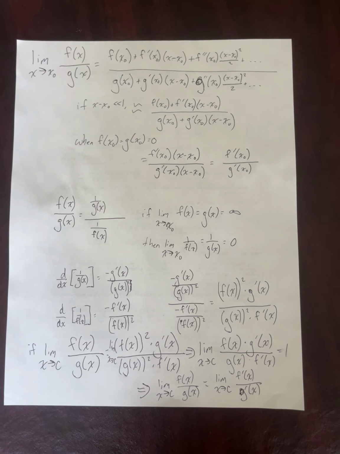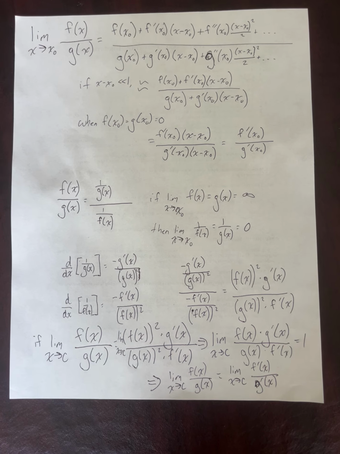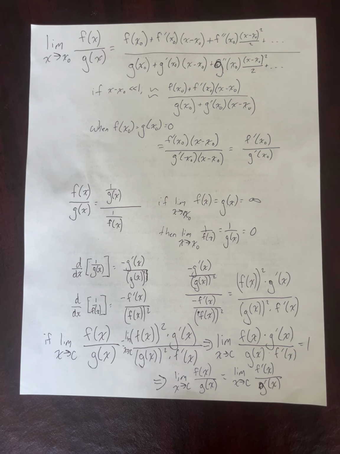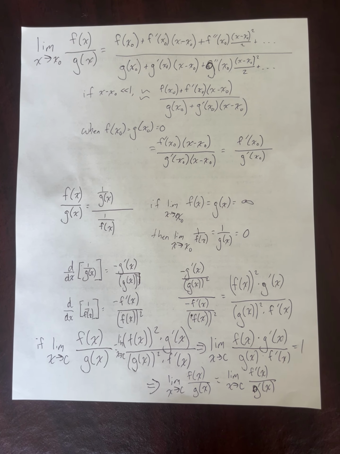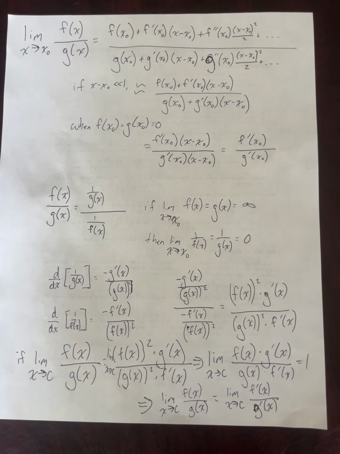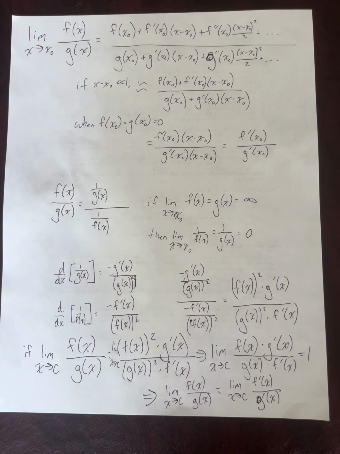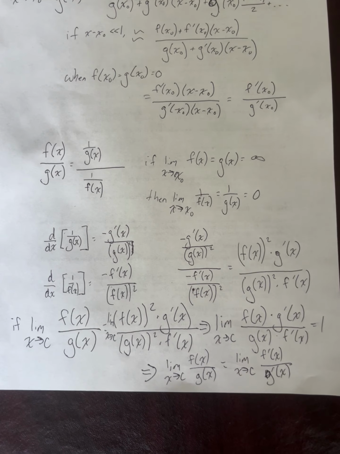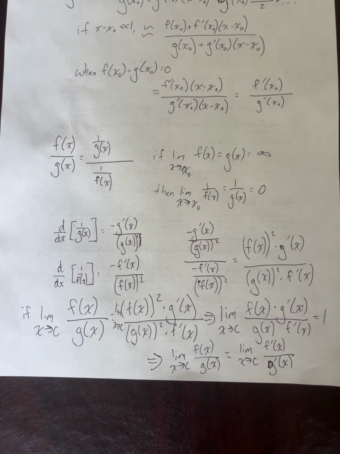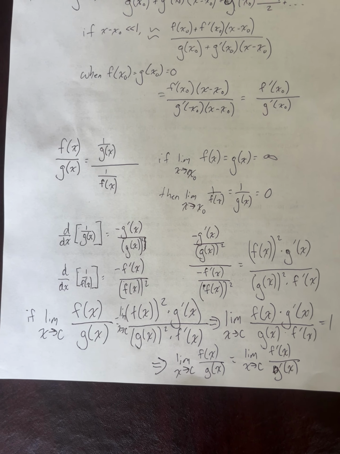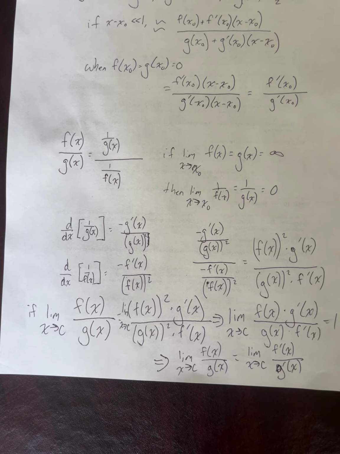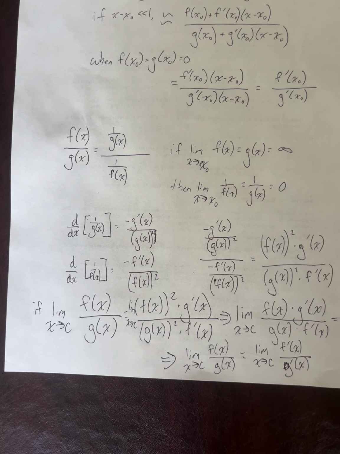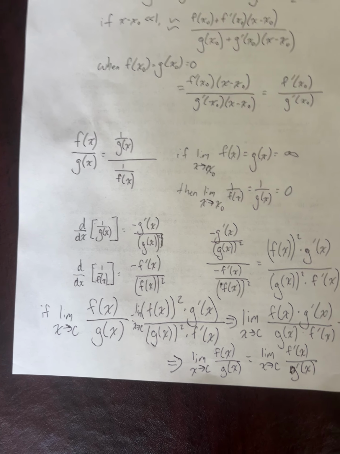Now, what if both functions go to infinity? Well, since we've already proved that L'Hopital's rule works for indeterminate forms 0 over 0, we can rearrange an infinity over infinity form to get 0 over 0 by taking the reciprocals of both functions. I have that written out here. Now, the derivative of the reciprocal of the function is the negative of the derivative of the function divided by the original function squared.